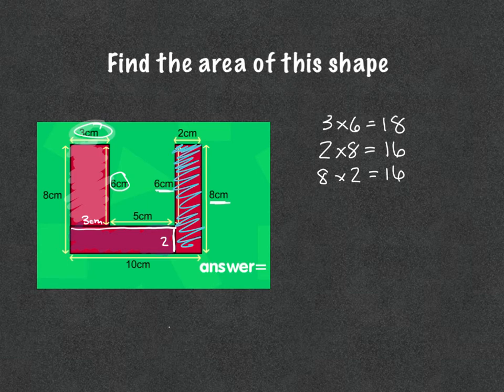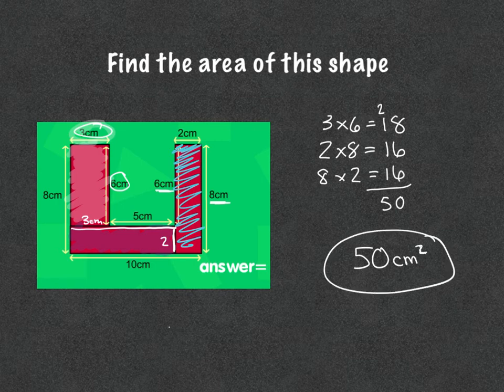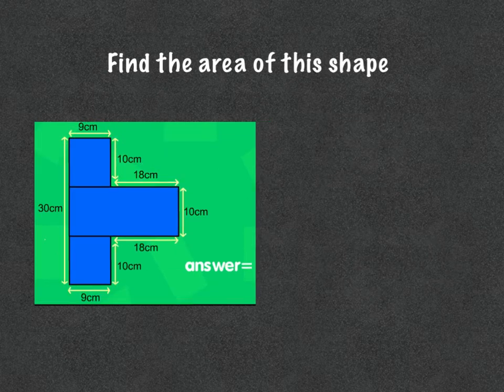So now we're going to add these up. So 6 plus 6 is 12, plus 8 is 20. 2 plus 1 plus 1 plus 1 is 5. So we have 50. So our area equals 50 centimeters squared. Oh, my 2 got a little crazy there. Squared.